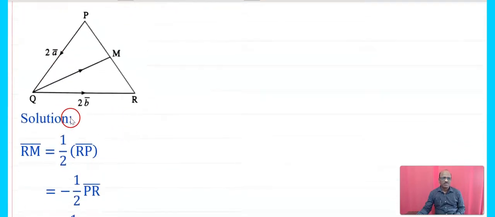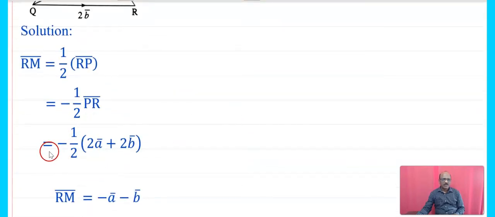Next is QM bar. Here RM is equal to 1 upon 2 RP bar. And RP is nothing but minus 1 upon 2 PR bar. Here we will get minus 1 upon 2 times PR bar, and PR bar is 2a bar plus 2b bar. The 2 gets cancelled, and again you will get RM bar is equal to minus a bar minus b bar.